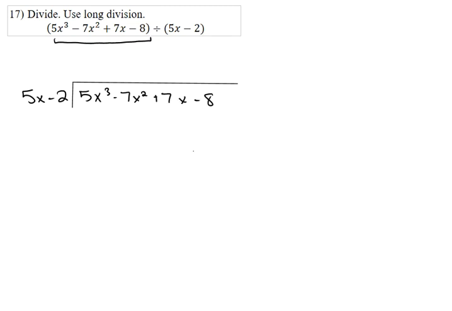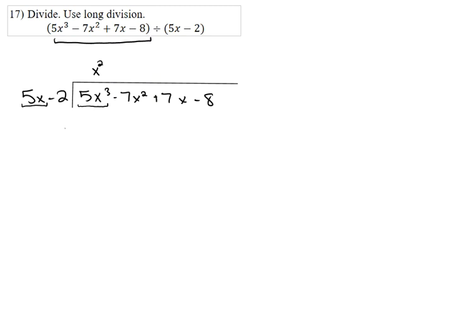So now that we have this set up, what we're going to be working with and determining is what the first term of our divisor must be multiplied by to get to the first term of our dividend. So looking at 5x and 5x³, we don't have to worry about the coefficient because it's both already 5, so we can just worry about x. So 5x multiplied by x² will get us to 5x³.